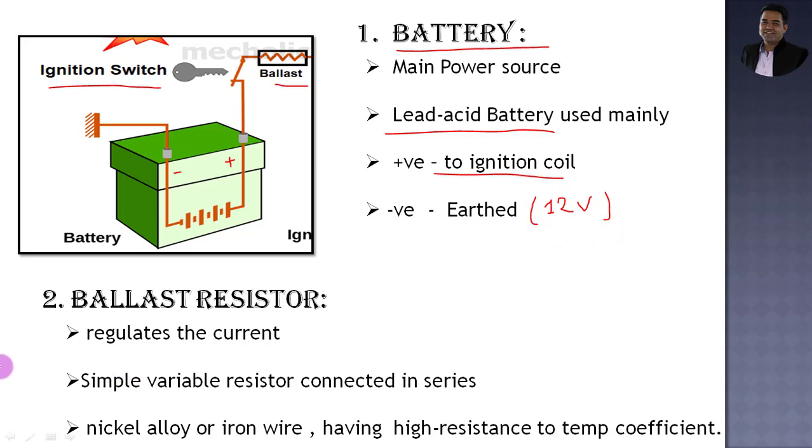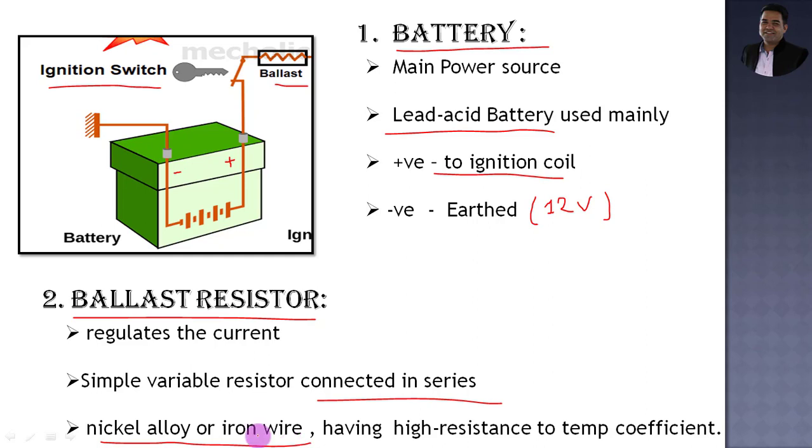The second component is the ballast resistor. It's a simple type of metallic resistor which is connected in series with the battery and ignition coil, which regulates the current. The ballast resistor is a variable type of resistor which is connected in series, as I said. In material, you can consider nickel alloy or iron wire, which has a specific quality that it has a high temperature coefficient of resistance.